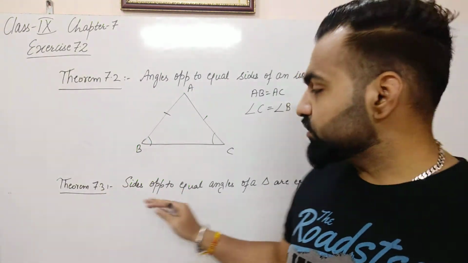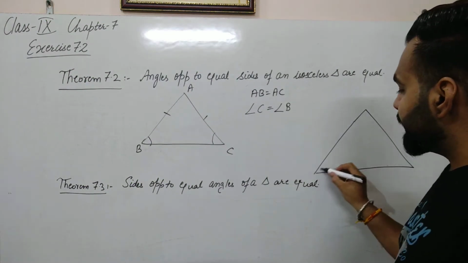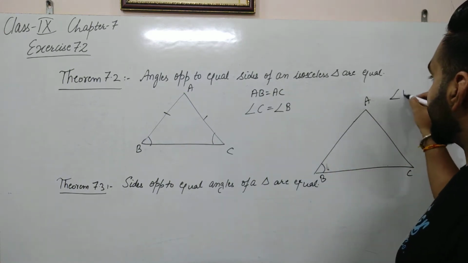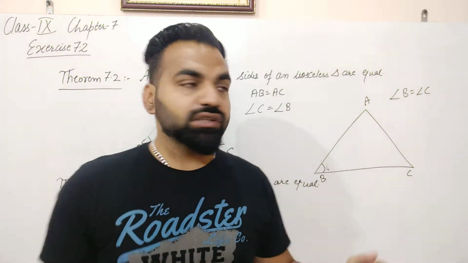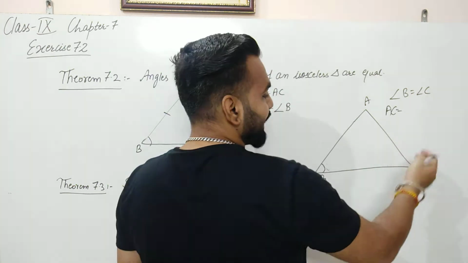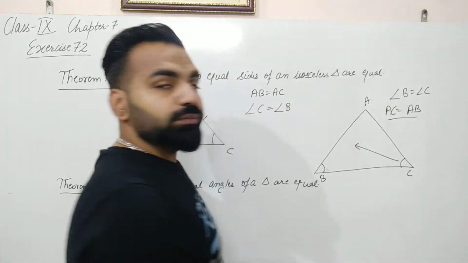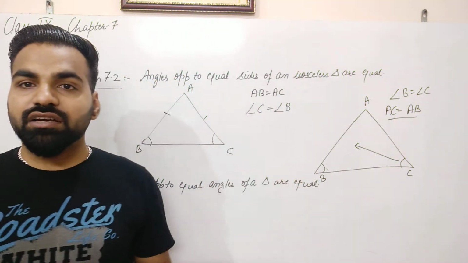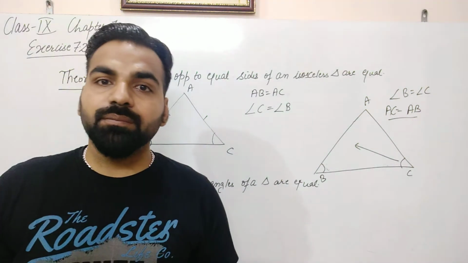Similarly, the converse part is also true. If the angles are equal, for example this is triangle ABC and angle B is equal to angle C here. So if the angles are equal, then the sides opposite to these angles are also equal. Side opposite to angle B is AC and side opposite to angle C is AB. So AC will be equal to AB. Therefore the triangle will be an isosceles triangle. So both the statements are true. These are basically converse of each other. Clear? So these two theorems will be used in the exercise.